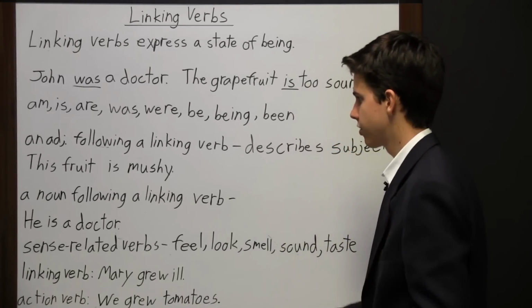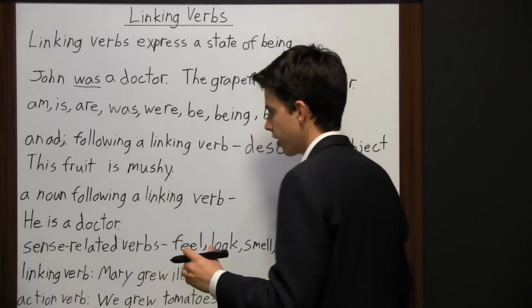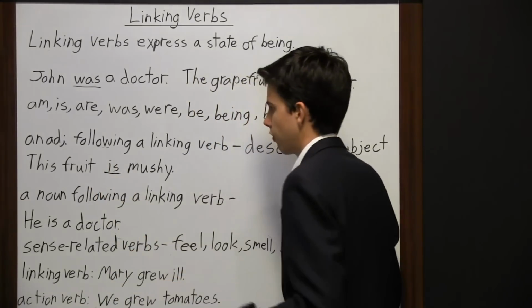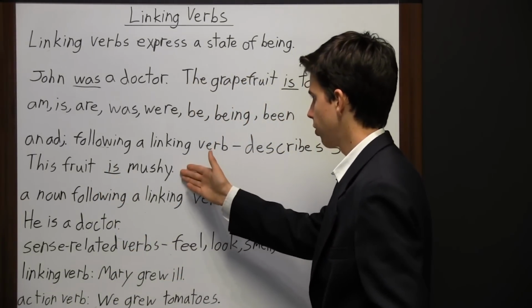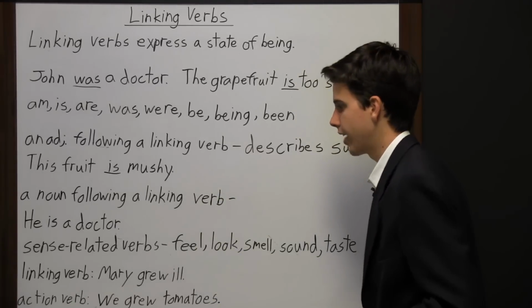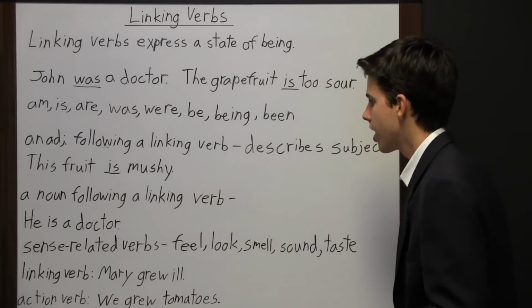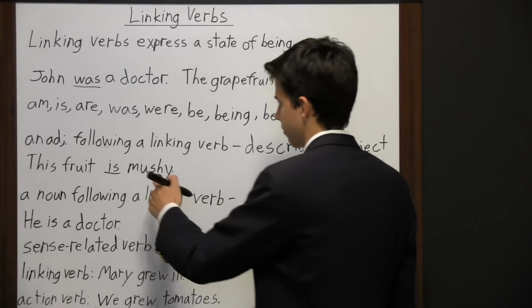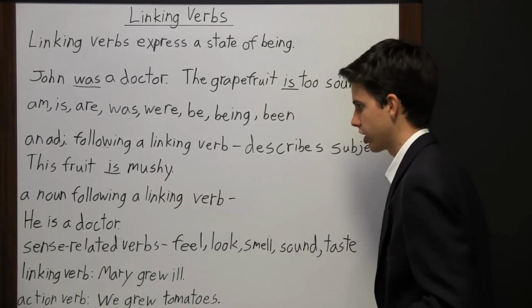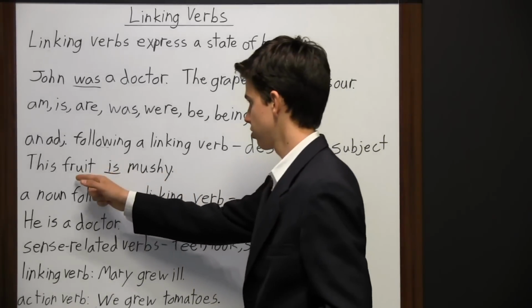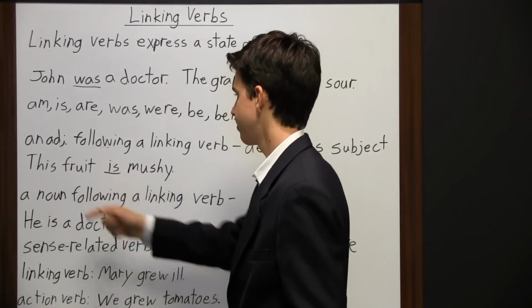So an example is, this fruit is mushy. So we already know that is a linking verb. And so we look at the word following the linking verb, and we know it has to be a noun or an adjective. And we know that mushy is an adjective, and so it must be describing the subject. And sure enough, mushy is describing the subject, which is fruit.